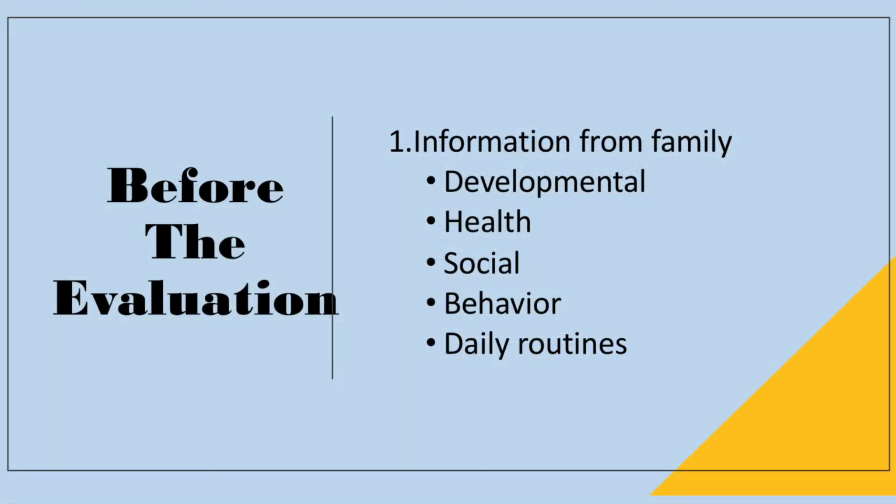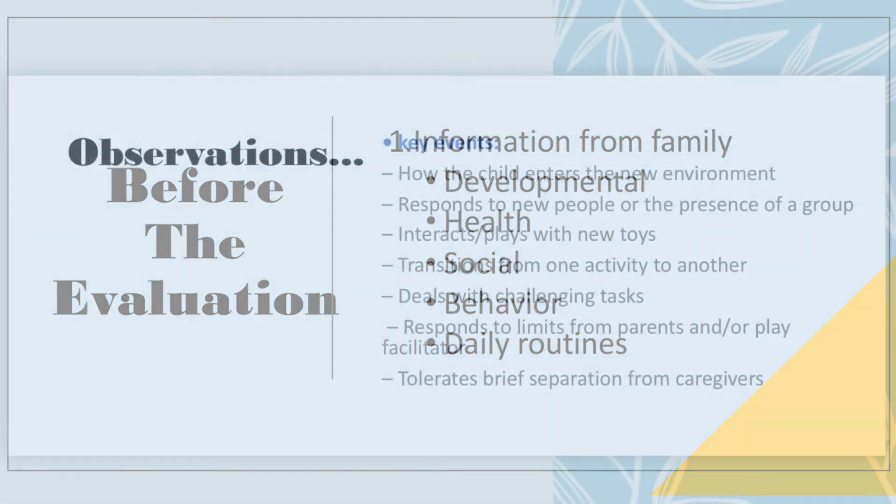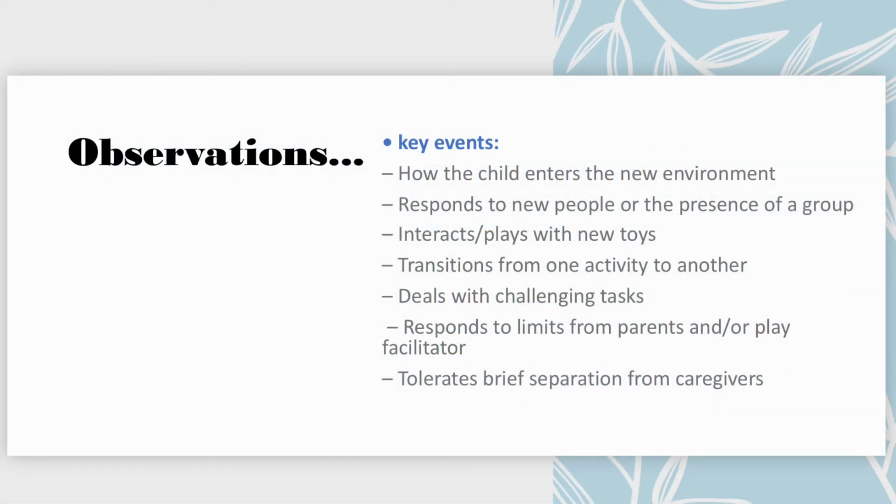Before the evaluation, you'll need the following information from the family: developmental, health, social, behavior, and daily routine information. Some observations that should be noted are key events: how the child enters the new environment, responds to new people or the presence of a group, interacts and plays with new toys, transitions from one activity to another, deals with challenging tasks, responds to limits from parents and/or play facilitators, and tolerates brief separation from caregivers.